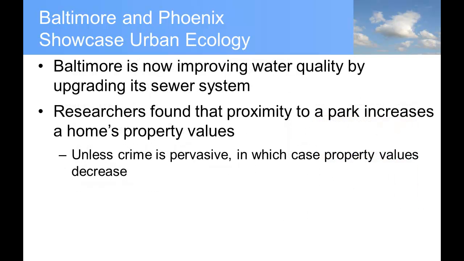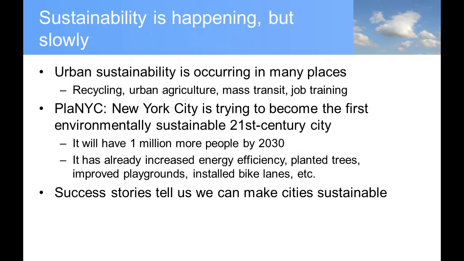Baltimore is now improving its water quality by upgrading its sewer system, and researchers have found that proximity to a park increases a property's value, unless crime is pervasive, in which case the property values decrease. So sustainability is happening in a variety of cities across the country, but it's a slow go because many places are already built and there's a lot of inertia in trying to get these neighborhoods revitalized and rejuvenated. But we're seeing more recycling, more urban agriculture, more mass transit in many of these areas.